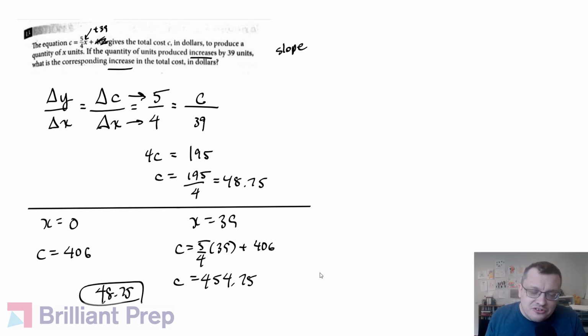So any of these methods is totally fine. Like I said, I like the first. I think it's the most robust. It gives you the most firm grounding in the definition of the slope and how to use it. But plugging in, as always, can be a nice, at the very least, backup method. And either way, you should get 48.75.